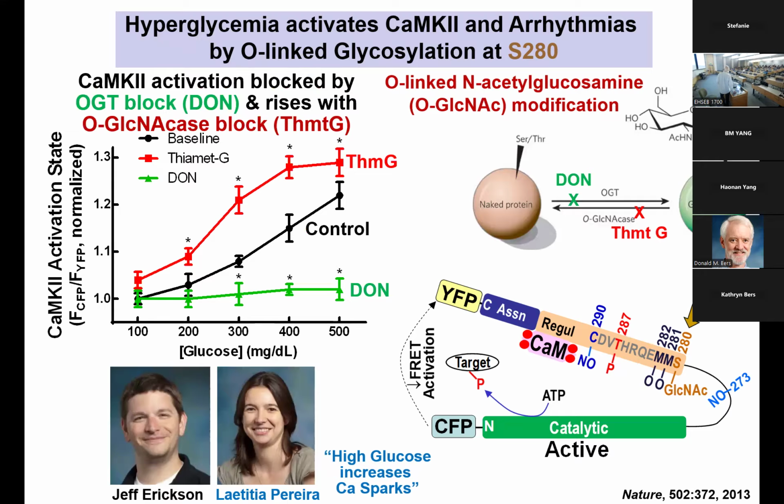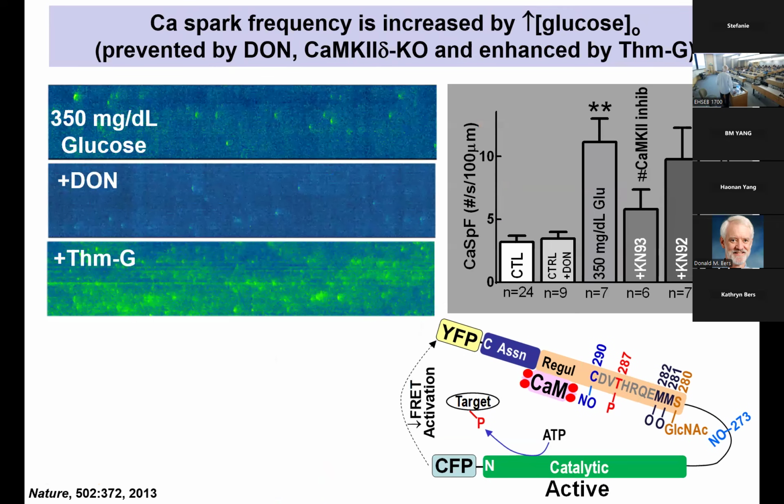And testing that, what Jeff did was to say, well, okay, let's inhibit the one enzyme that puts the GlcNAc groups on, and that abolished the response. And let's try inhibiting the enzyme that takes it off, and that promotes the response. So it's pretty clear GlcNAcylation is involved, and this mutation at this site prevented it in vitro in this paper. And so high glucose promotes calcium sparks, as you see here, and inhibiting either CaMKII or GlcNAcylation prevents that increase in sparks. So it looks like this site is quite important for that.